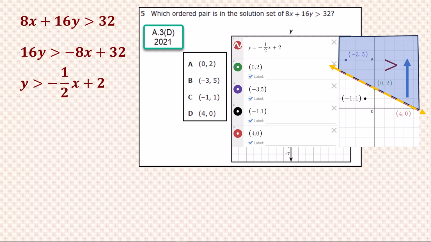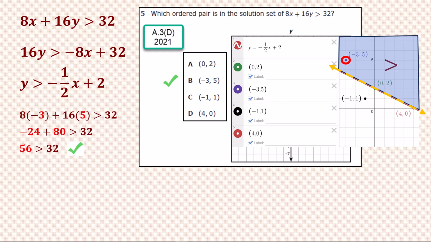As you can see, the only point that works is -3,5. And substituting it back into the original inequality shows this to be true. 56 is indeed greater than 32.